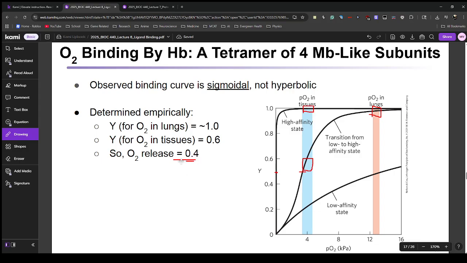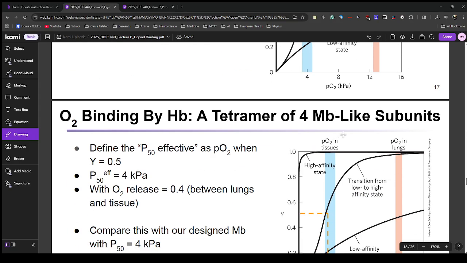It actually tells you right here, 0.4. But the idea here is that this cooperativity allows us to release a lot of O2, unlike myoglobin, which doesn't want to release anything.